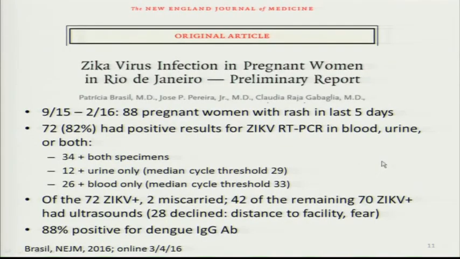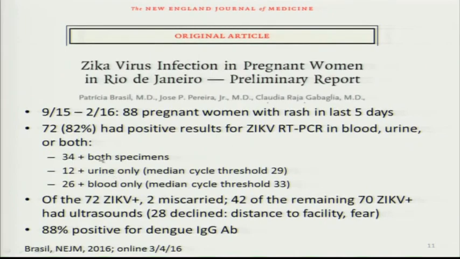Another report that has come out in the last week or two online, March 4th, also in the New England Journal, from Brazil, where from September of 15 to February of 16, 88 pregnant women who had had a rash in the last 5 days were enrolled in the study. 82% of them had a positive result for Zika RNA during their acute illness, in blood, urine, or both.